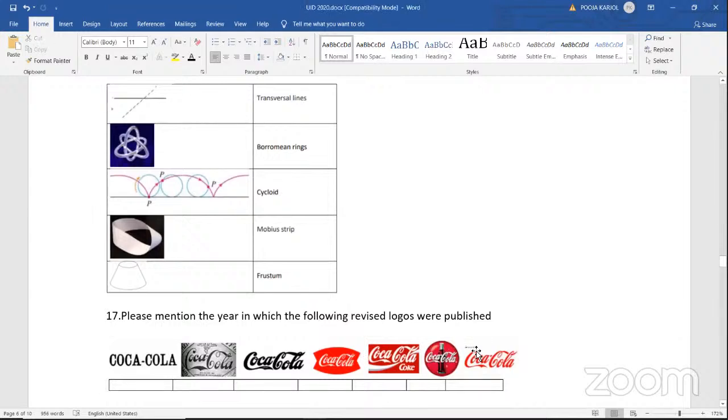So they have asked, this is a very deep question though. Please mention the year in which following revised logos were published. Anybody know anyone? If not all. Is it mixed or is it mixed? Not year. Chronological, ma'am. They have not mentioned it, maybe. Okay, but they have not mentioned it. Maybe, may not.